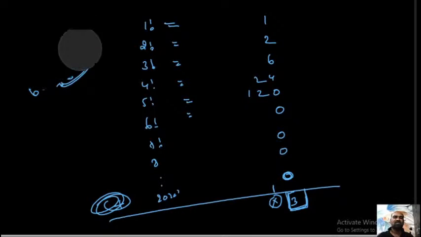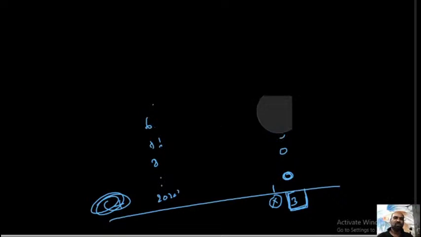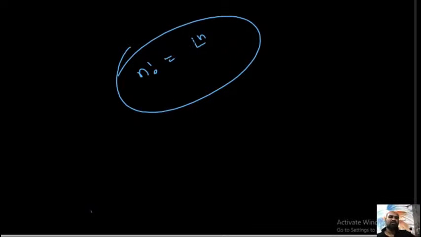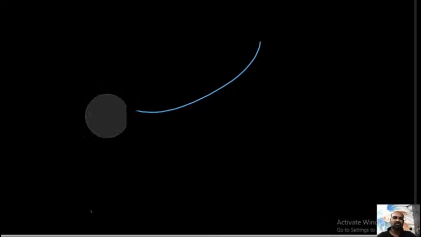This is the concept of factorial notation. One more thing I forgot to tell you: n factorial and factorial n both are the same. Some books give this symbol for n factorial, and you can read it as factorial n. Here you need to write n factorial. Okay. Another question.